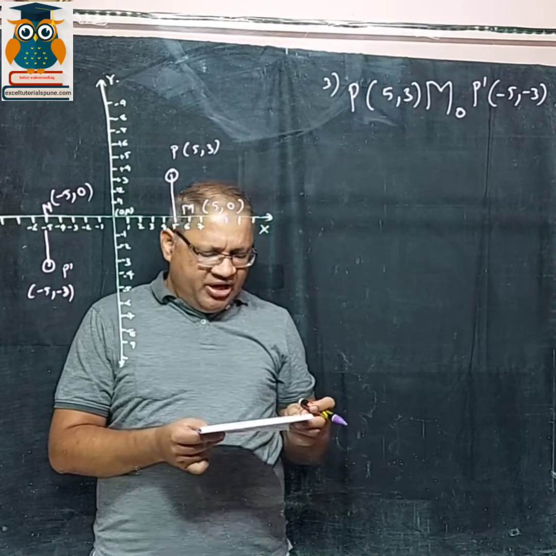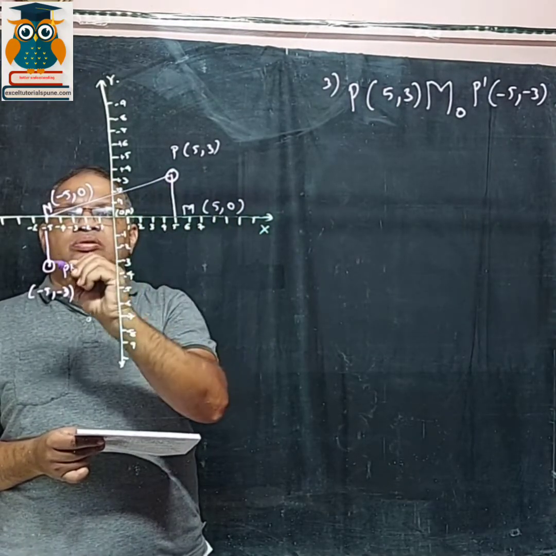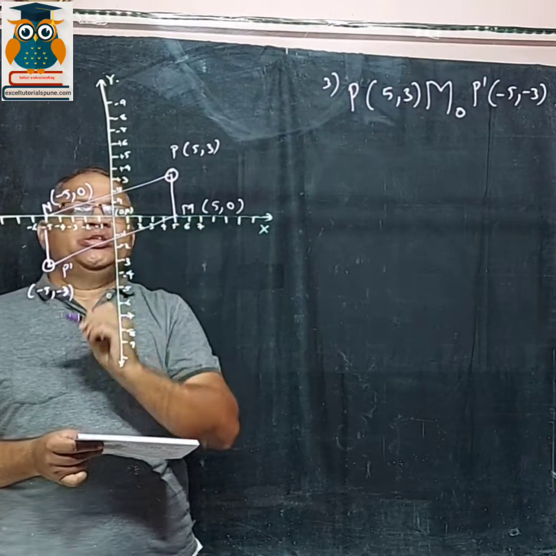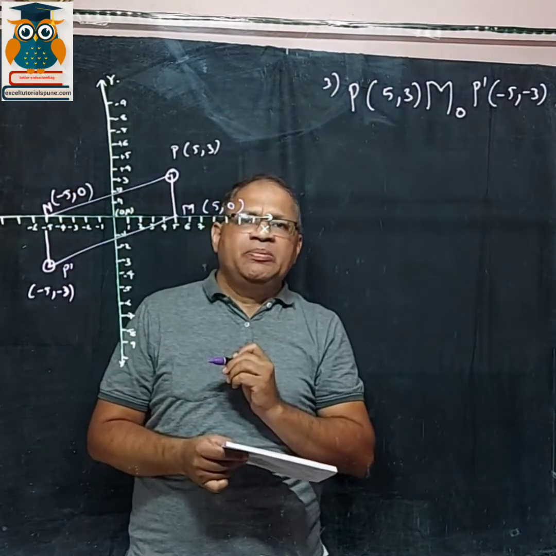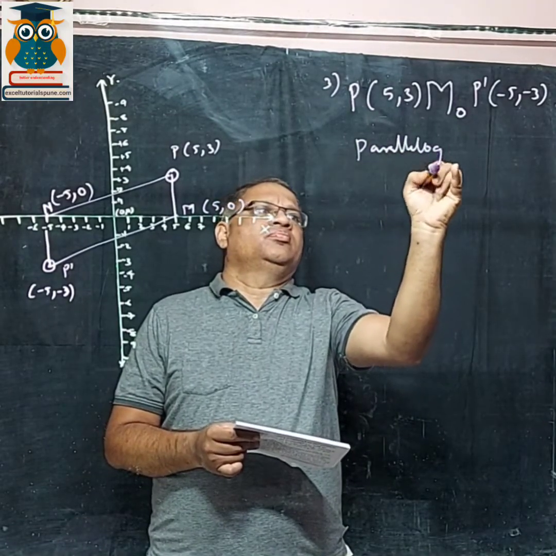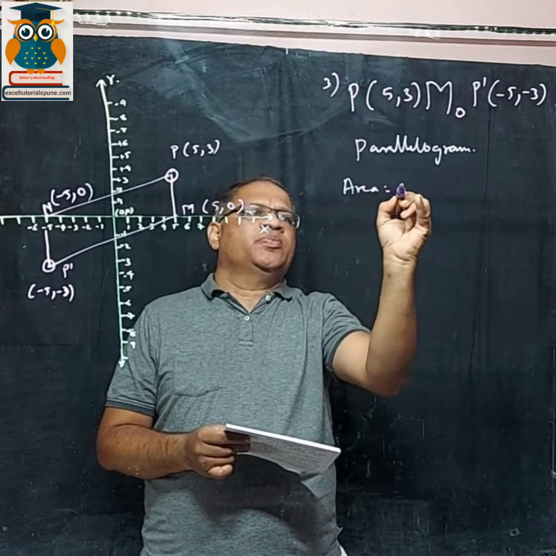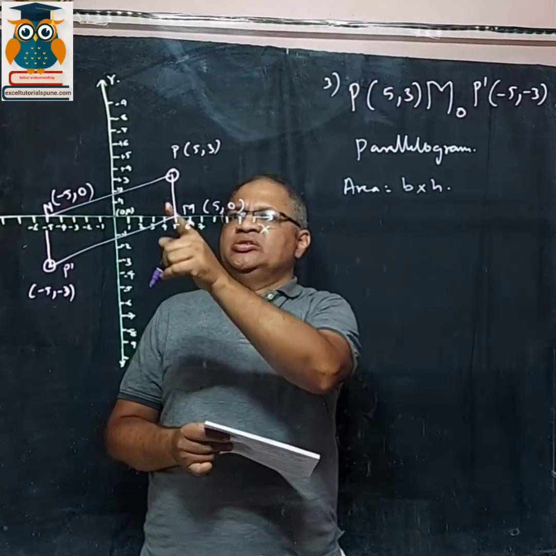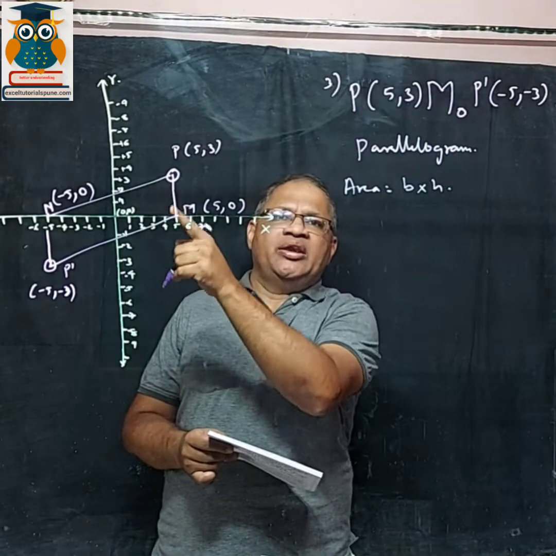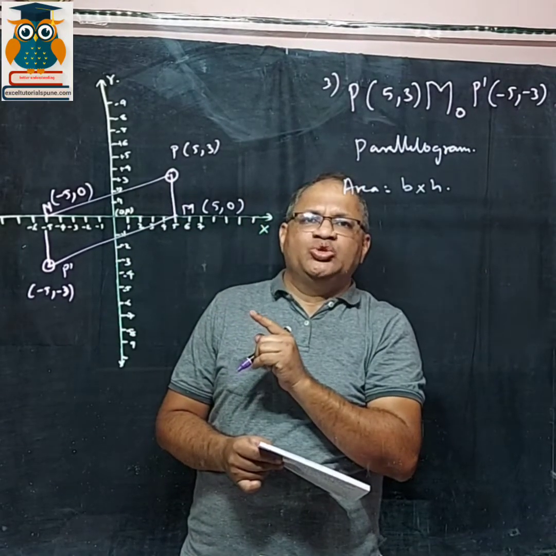Then name the figure PM P dash N. Now join this. So what is this supposed to be? It's a parallelogram. And area of parallelogram is what? Base into height. See, this is two triangles. And area of triangle is half base into height. There are two. So half plus half, that means 1.